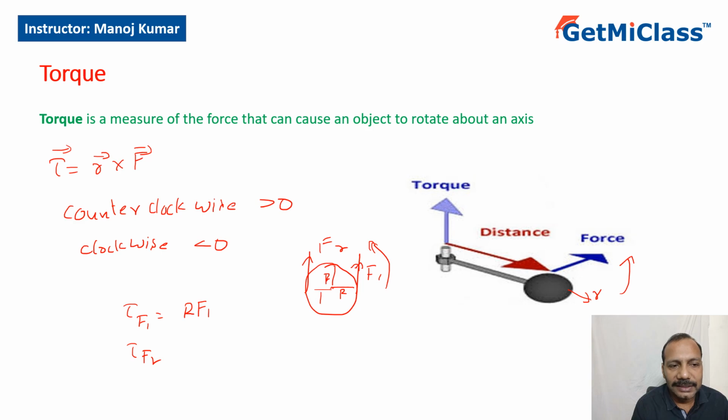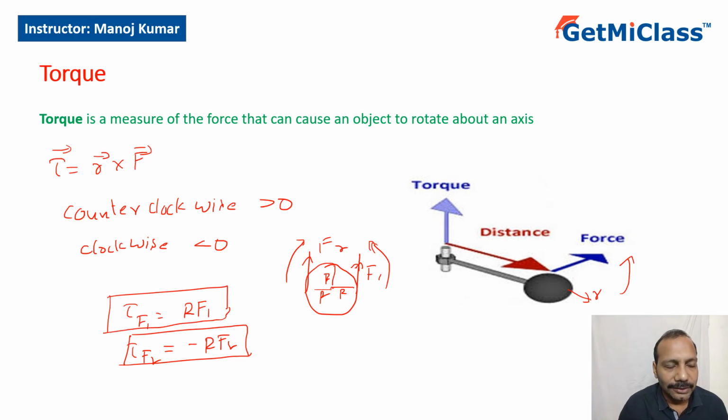Now torque due to F2 is acting like this. Again the perpendicular distance is r, but this is rotating it in the clockwise direction, so its torque can be written as minus r F2. So in this way, depending on whether it is creating clockwise rotation or counterclockwise rotation, or the tendency of creating it, the torque can be given the sign positive if it is counterclockwise and negative if it is clockwise.